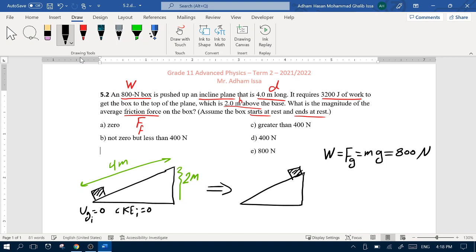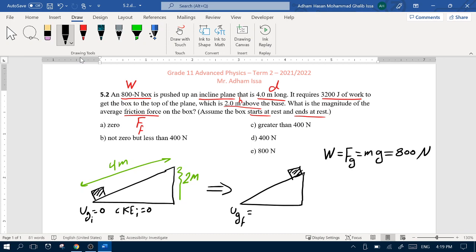Now, why is this zero? Because the box starts at rest. You see, this is really good. Now, let's take a look at here. UG finally is not zero, of course. It's mg, or the weight, multiplied by the height. Correct? Now, what is the height? It's 2 meters above the ground.